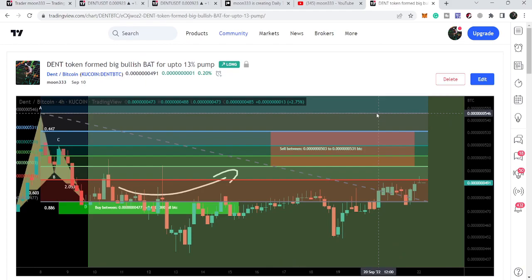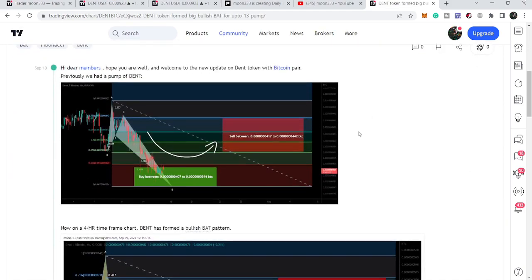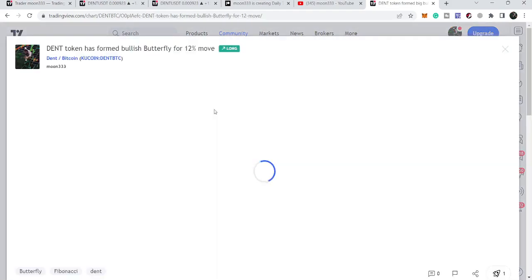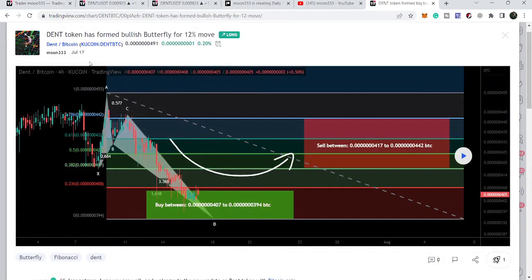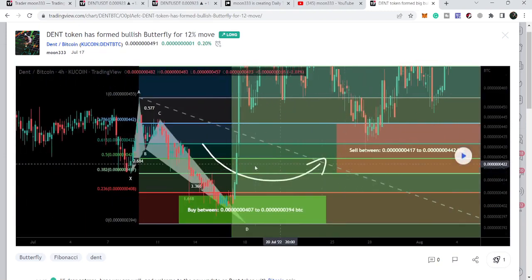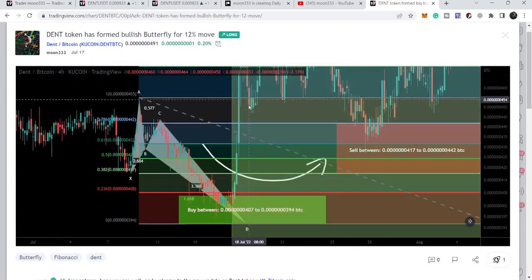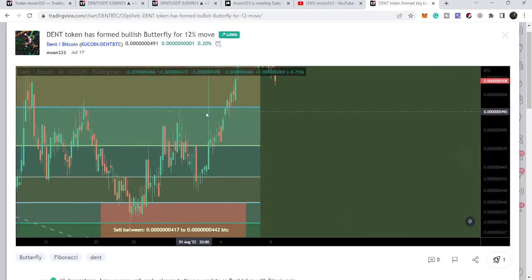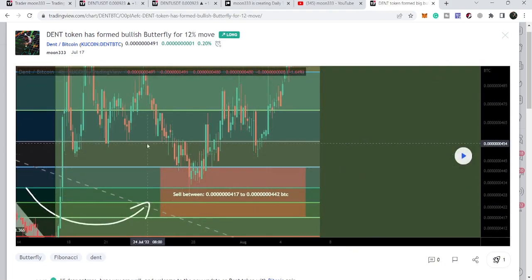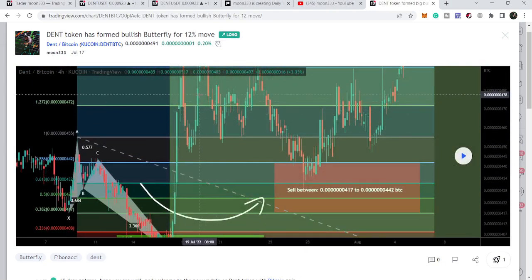By the way, before this pattern, Dent token also completed another harmonic bullish butterfly move that I shared with my members on 17th of July, when the price line completed this final leg of a harmonic bullish reversal butterfly move. Let me play this chart, and you can see that we again had a very powerful pump, even beyond these sell targets that I have defined as per the Fibonacci sequence of this butterfly move.